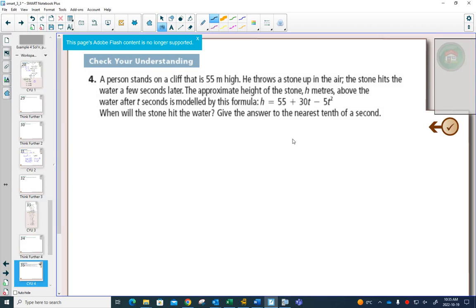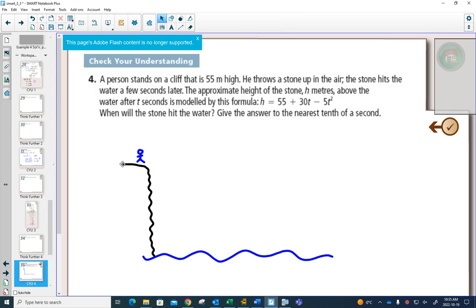A person stands on a cliff. Oh, we gotta draw pictures here. There we go. This is a little bit dangerous looking question. Throws a stone up in the air. Ooh, there's water, so this is actually exciting. Hits the water a few seconds later.